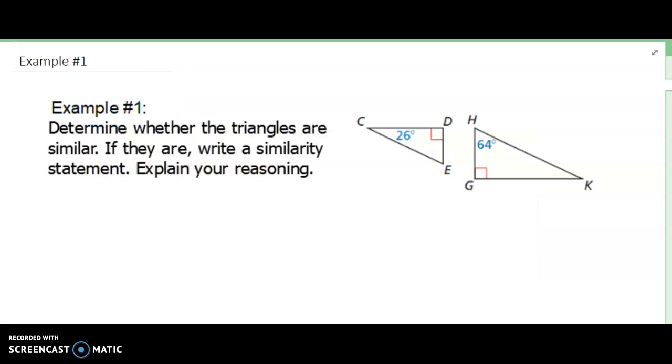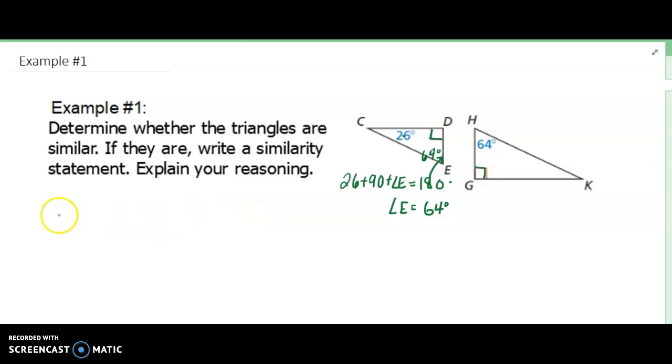All right, so let's look at example 1 here. It says determine whether the triangles are similar. If they are, write a similarity statement, explain your reasoning. All right, so I have two triangles here, okay? I want to find the measure of this angle. Now I know this and this are right angles, so those are congruent. But I need to know that at least two of the three angles are congruent. Okay, so I could say, well, 26 plus 90 plus angle E has to equal 180. Okay, and if I do simple math, then I would get angle E is in fact 64 degrees.